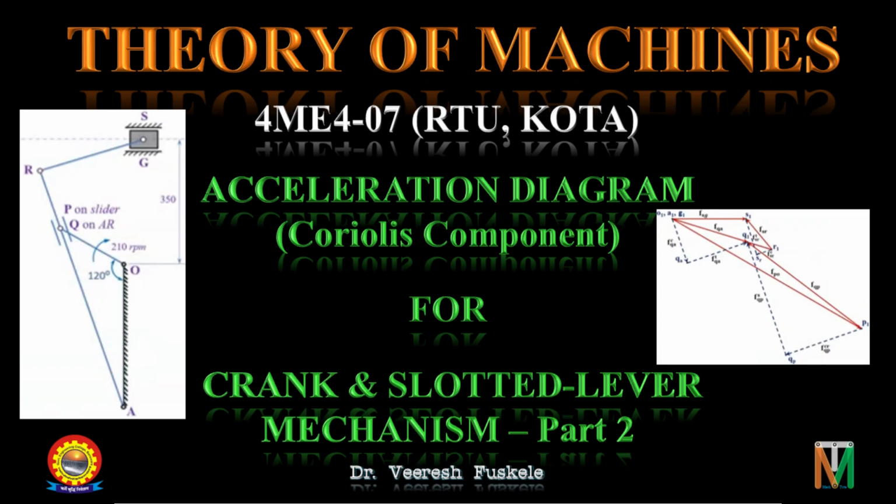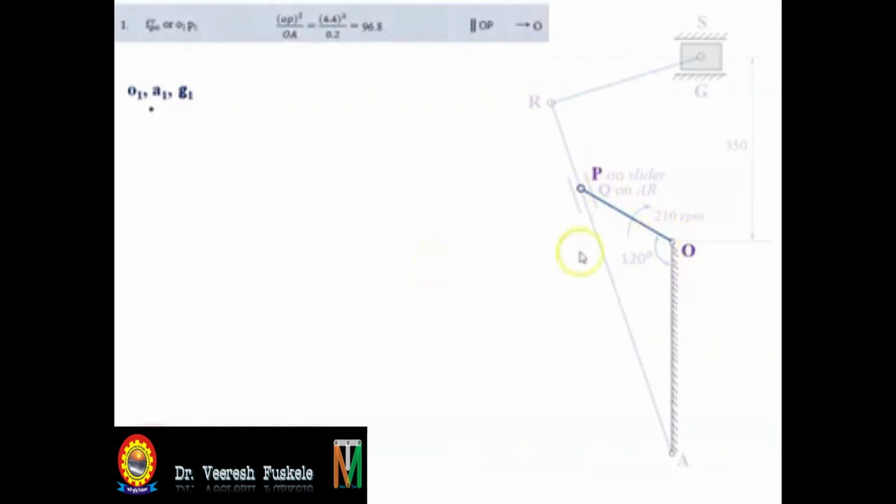For this, we take up a point which will have marking of all the fixed points O1, A1 and G1. So first of all, we have calculated the centripetal component of the link OP, that is the centripetal component of acceleration of P relative to O, which is 96.8, and this will be parallel to the link.